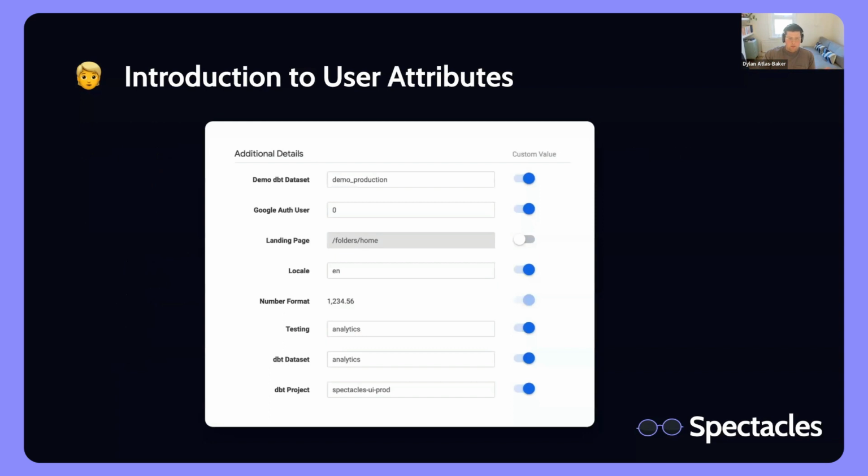And so this is an example of what it looks like for different users. This is in our internal instance. And so we do a lot of work with DBT and we point to different data sets. And so you can see that there's a couple things here.